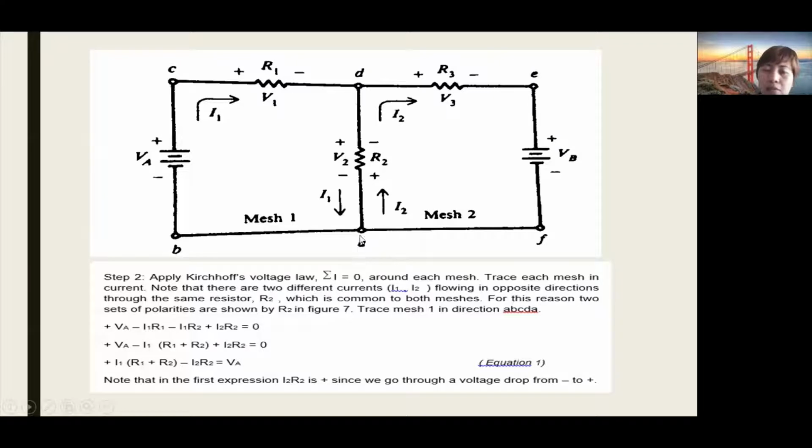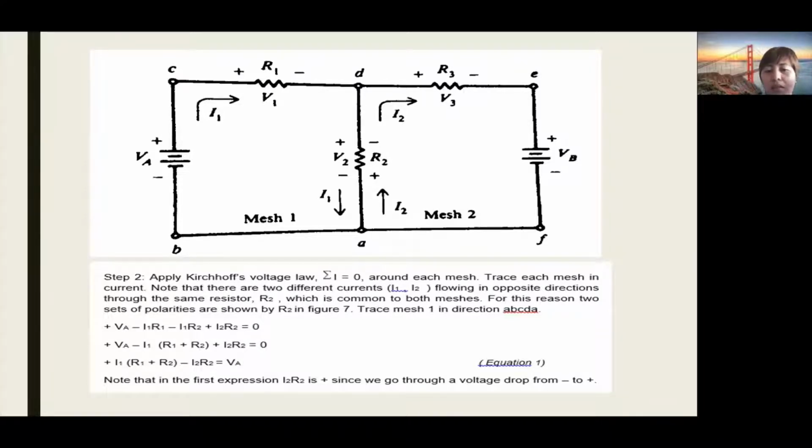Take note, do not be confused. The part that we're discussing is A, B, C, D. Here you will see the voltage drop I1 R1, and then again negative I1, and the resistor is R2, plus I2, because it's going up, so it becomes positive.